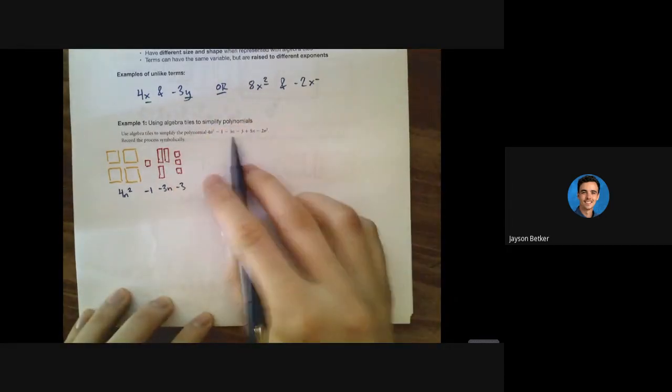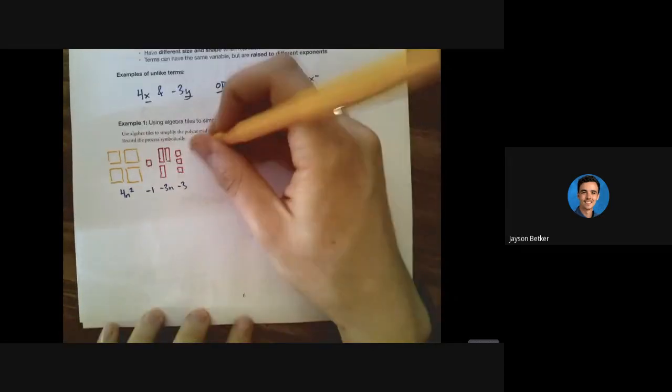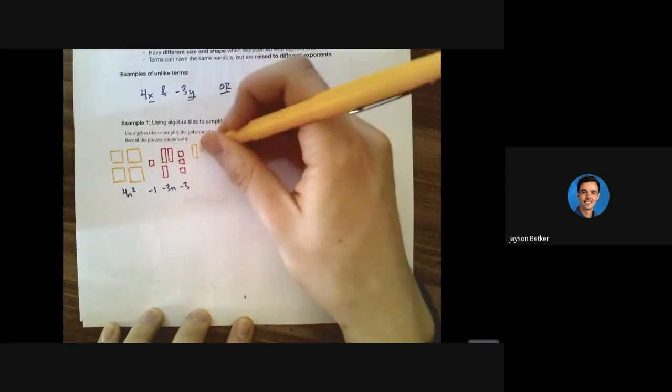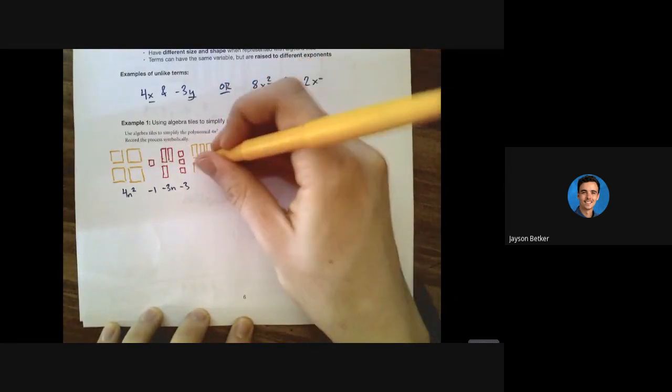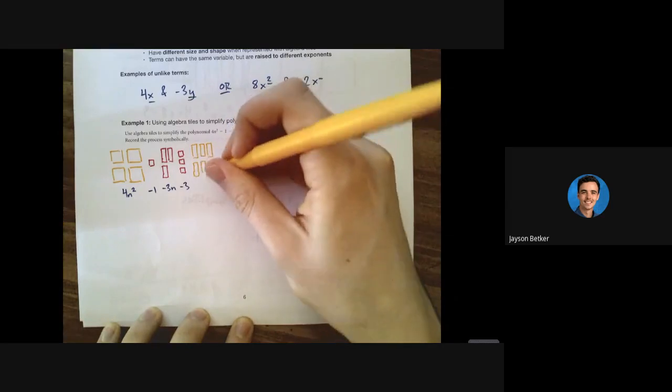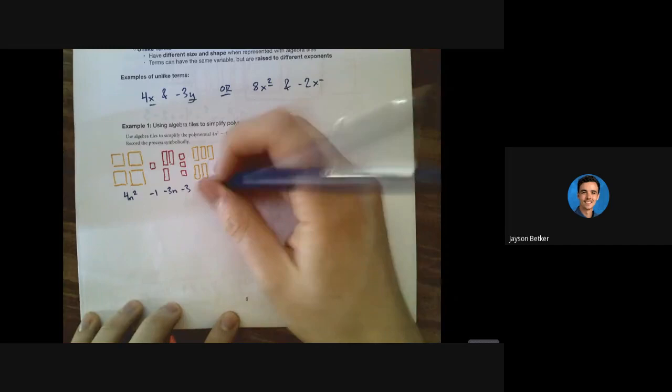What are we at now? Plus 5n. So I need to have 5 of these skinny ones here. 1, 2, 3, 4, 5. So that's plus 5n.